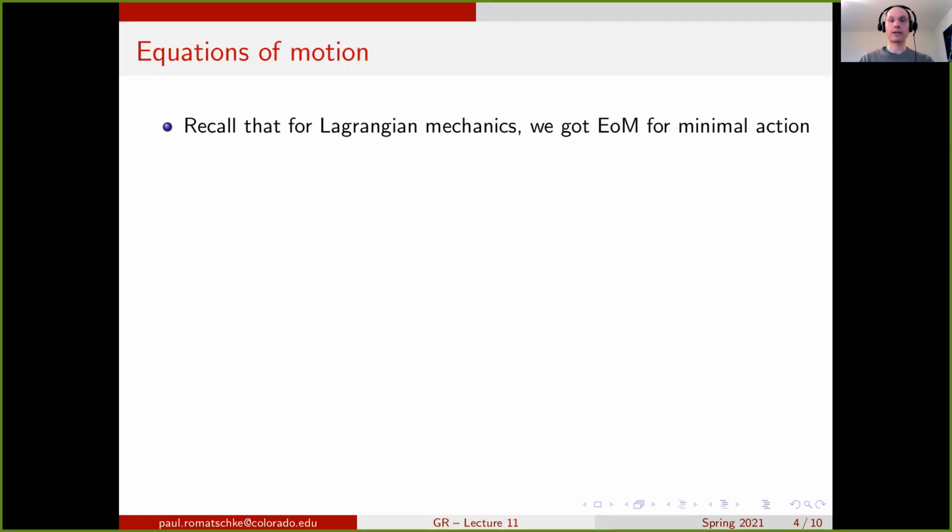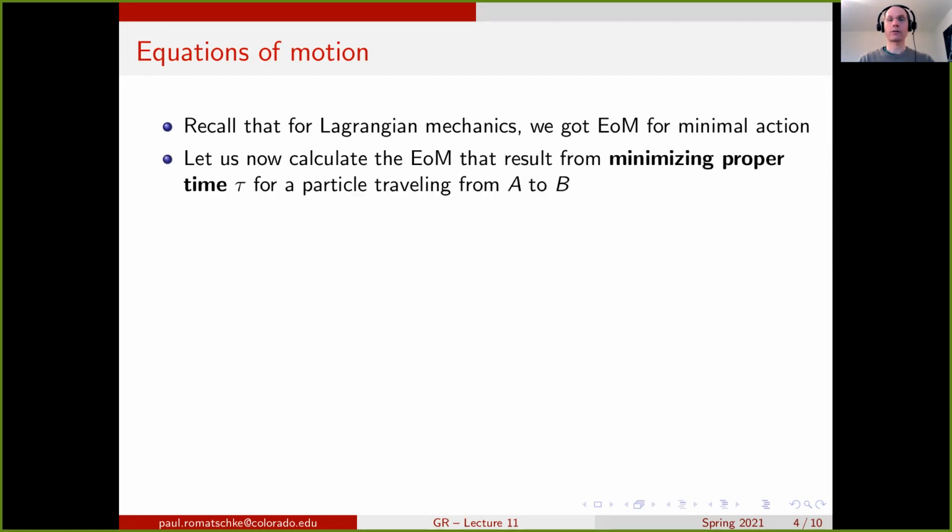Now recall that for Lagrangian mechanics, we found the equations of motion, EOM, by requiring that the action was minimal, so that the variation of the action was zero. We could try to do something like this by taking the expression for the proper time for a particle traveling from A to B and minimizing the proper time, requiring that the particle takes minimal time from position A to position B. So we'll hopefully get some equations of motion for the particle, and then we can study this.